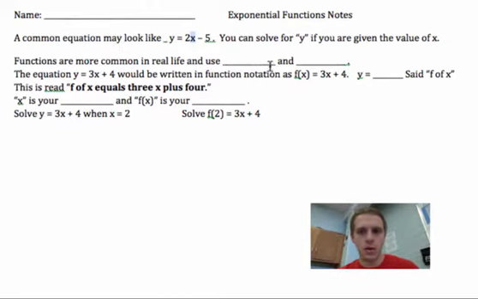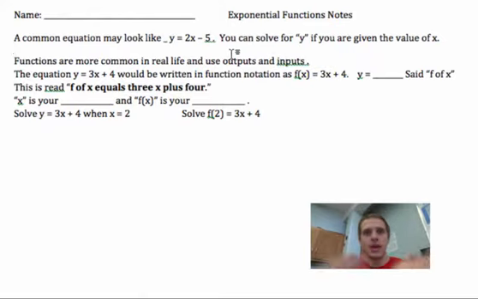So functions, they're more common in real life. They use outputs and inputs. So in a function in real life, there's always something coming out of the function. There's always something you're putting into the function. So this equation, y equals 3x plus 4, in function notation, all you're doing is instead of writing y equals 3x plus 4, you're writing f of x equals 3x plus 4. So the only thing that's changing is in equations where we have the y, functions, we're writing f of x.